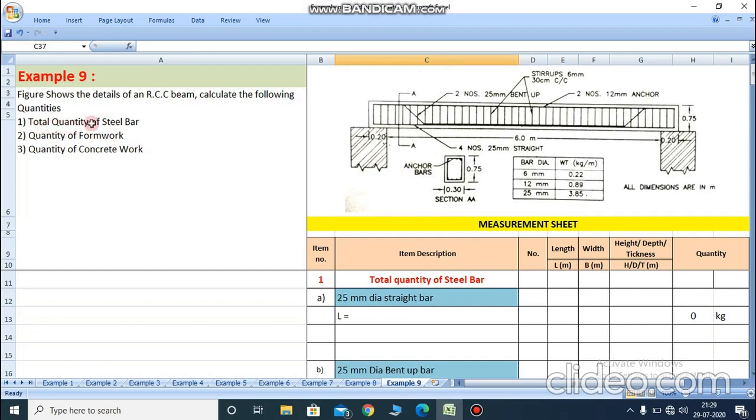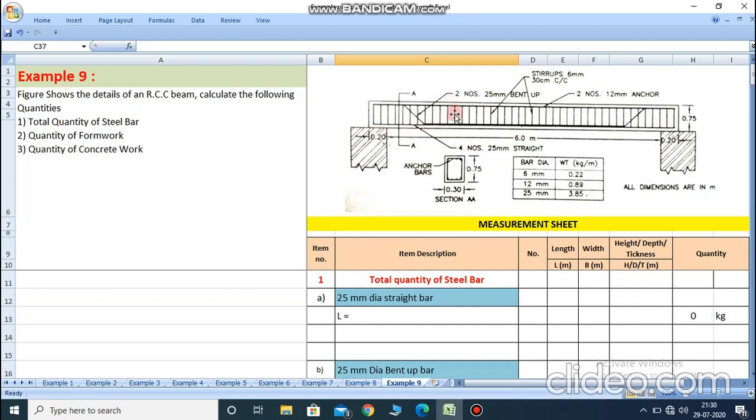So first is the total quantity of steel bar, second is the quantity of formwork, and third one is the quantity of concrete work. So here in this figure you can see the RCC beam. This part is the beam part, and here supporting walls 1 and 2 are given. The wall thickness is not given, but the RCC beam support is 20 centimeter on the left side and 20 centimeter on the right side.